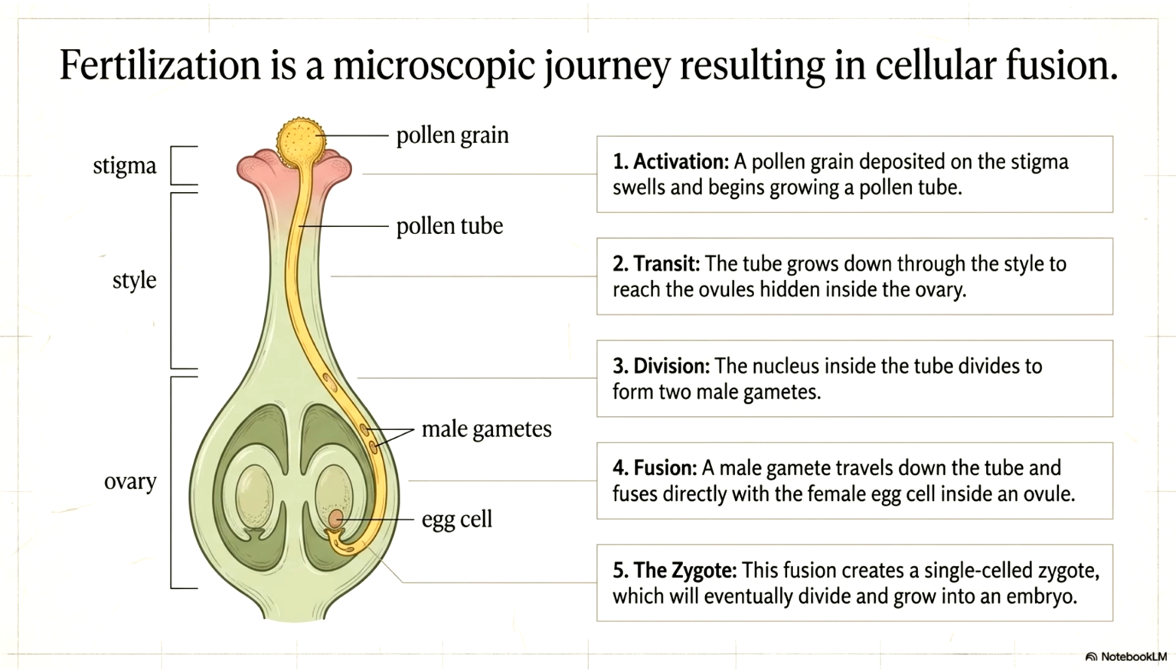The male gametes travel down the tube and fuse directly with the female egg cell inside the ovule. And the zygote is formed. The fusion creates a single-celled zygote which eventually divides and grows into an embryo.